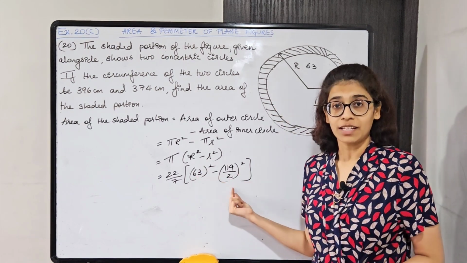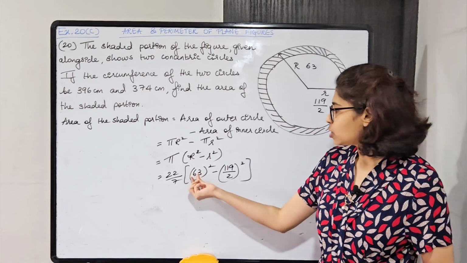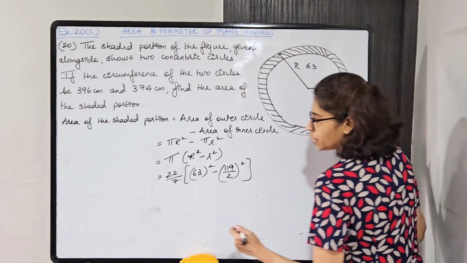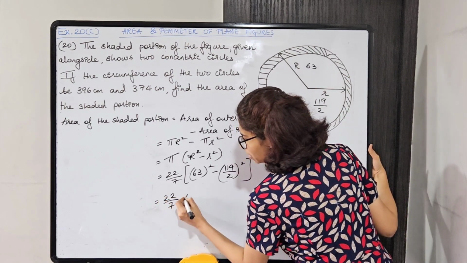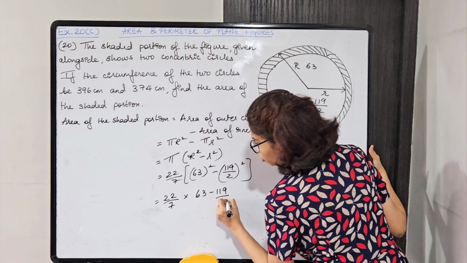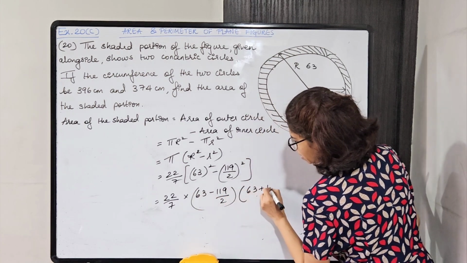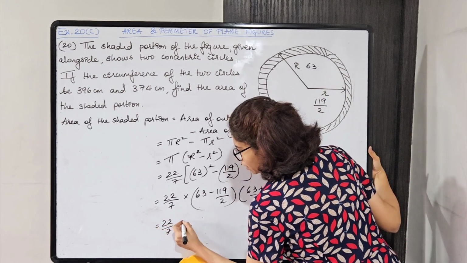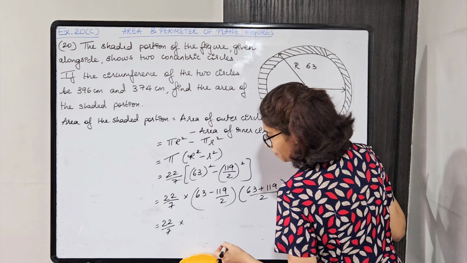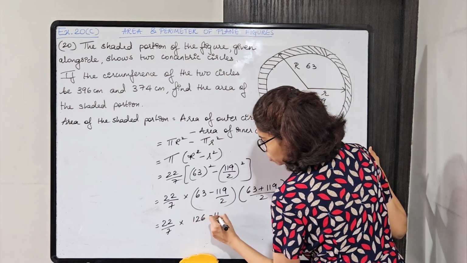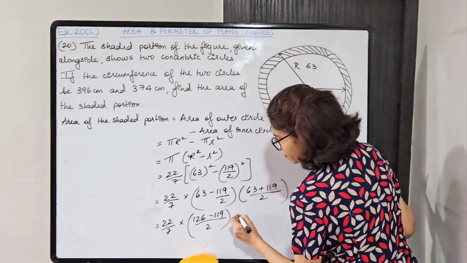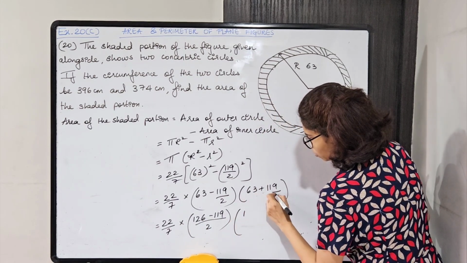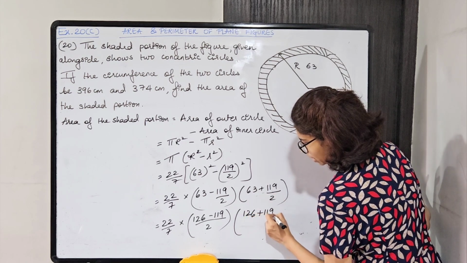Why find out the squares when you can use identity? A square minus b square का form है. So let us solve using a minus b into a plus b वाला formula. So this will be 22 upon 7 into 63 minus 119 upon 2 into 63 plus 119 upon 2. So 22 upon 7 into, taking LCM, ये हो जाएगा 126 minus 119 upon 2 and, by mistake I wrote like this, 126 plus 119 upon 2.